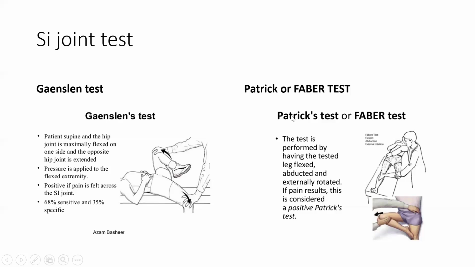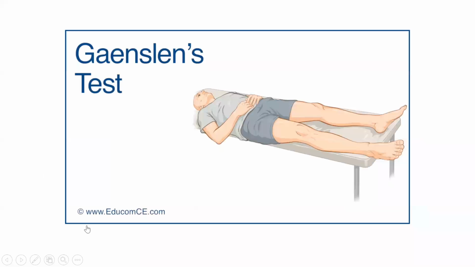Then the other test is the Faber test, where you have an attitude of figure of four. इसको figure of four test भी बोलते हैं. So you see there's an attitude of figure of four. You flex, you abduct, you do external rotation, and that will give you pain on the sacroiliac joint. So this is the test. I will show you the video. So you see first the Gaenslen test.